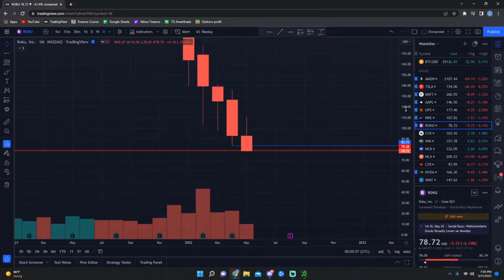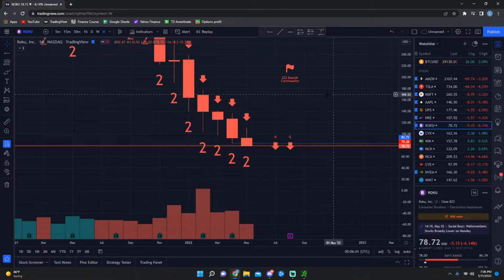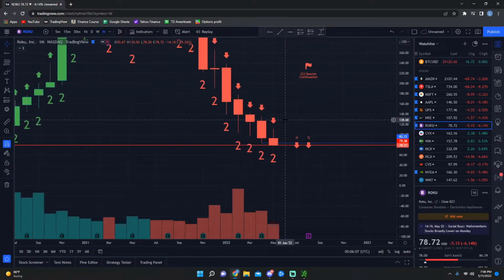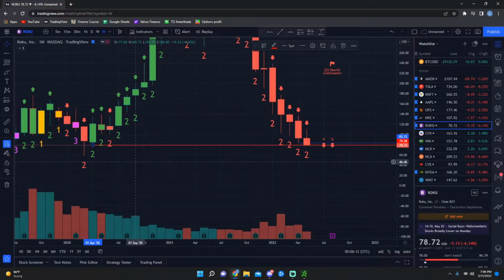So, for instance, Roku is not an inside candle. I was basing my play off the monthly. So, the low of last month was this 83.72. And the next monthly target was this 79.38. So that was my monthly target.